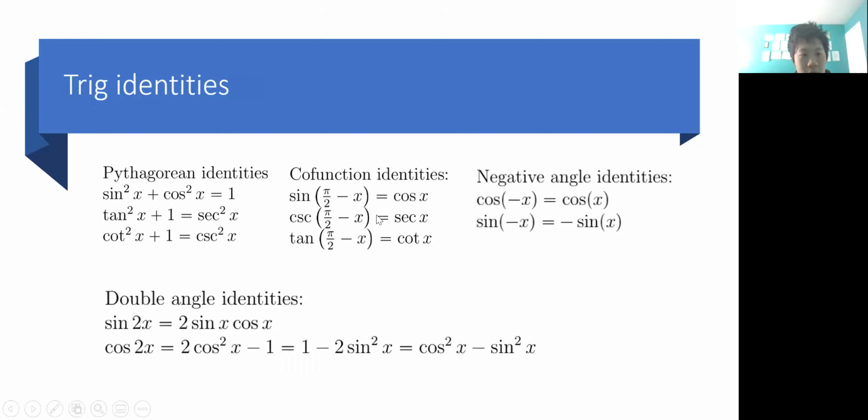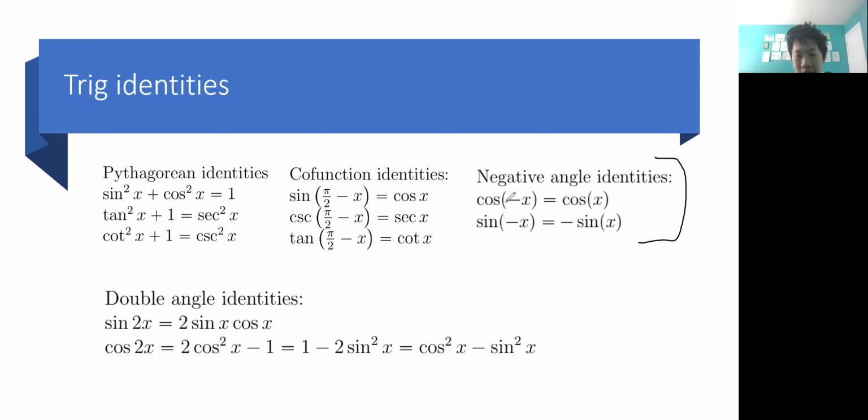Now I've got these trig identities, right? So we've got our Pythagorean identities. If you did the homework, this would be very familiar. First of all, let's look at the easy one. The easy one is negative angle identities. These are not really identities. Identities are basically formulas we can use for trig.